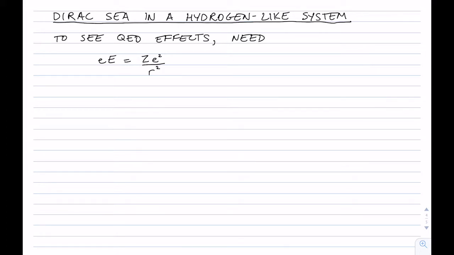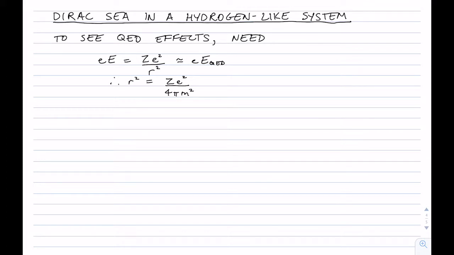I need my electric field, which is Ze squared over R squared, to be approximately the same as E_QED, and that will happen when R squared equals Ze squared over 4 pi m squared. So that gives us a value for how close we have to get.